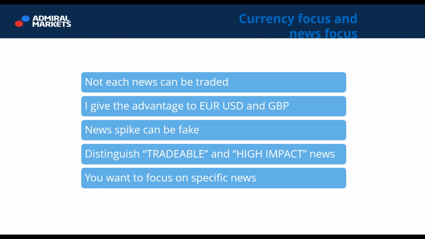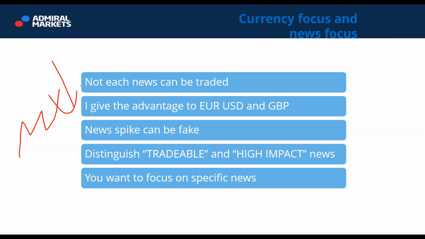I always give the advantage to euro dollar and GBP. Have in mind that a news spike can be fake, okay? That happened to dollar yen today. We had a news spike, guys, and after the analysis, I can see that dollar yen dropped 100 pips. Check your charts, it dropped 100 pips. So that was a fake news spike, okay, and dollar yen dropped heavily after the news.